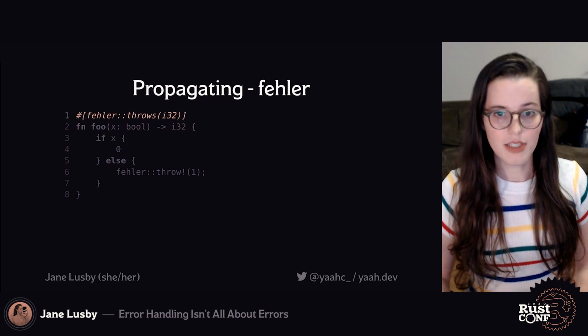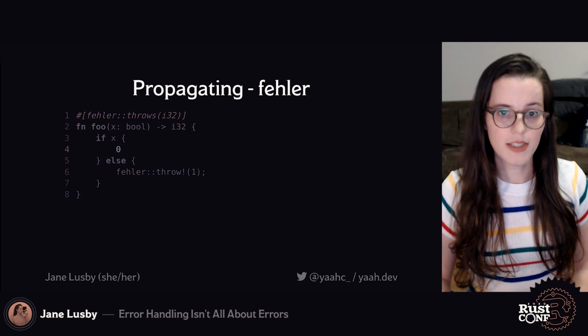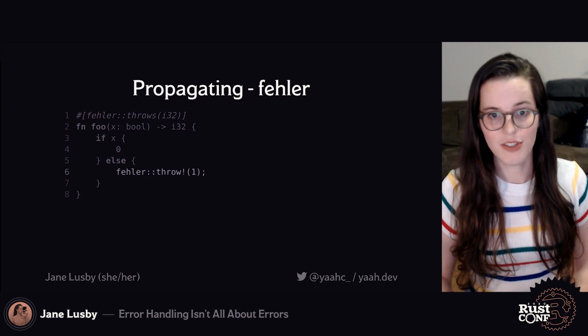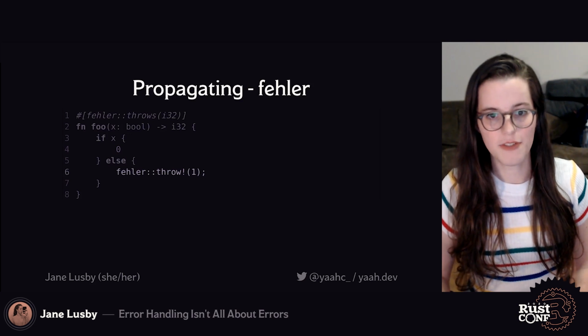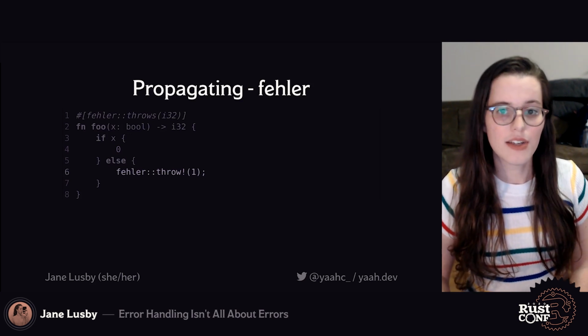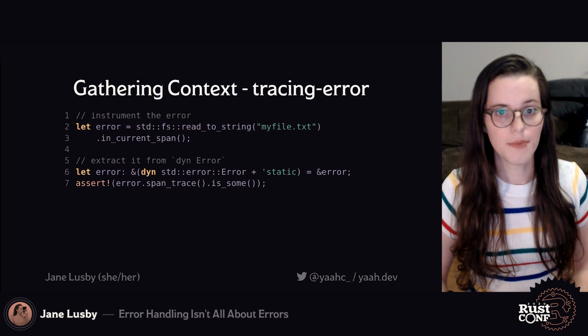Feller then does implicit OK wrapping for return types and provides a throws macro for returning errors. If you're missing throws syntax in Rust, this is the library for you. Next, for gathering context, I'd like to introduce tracing error.